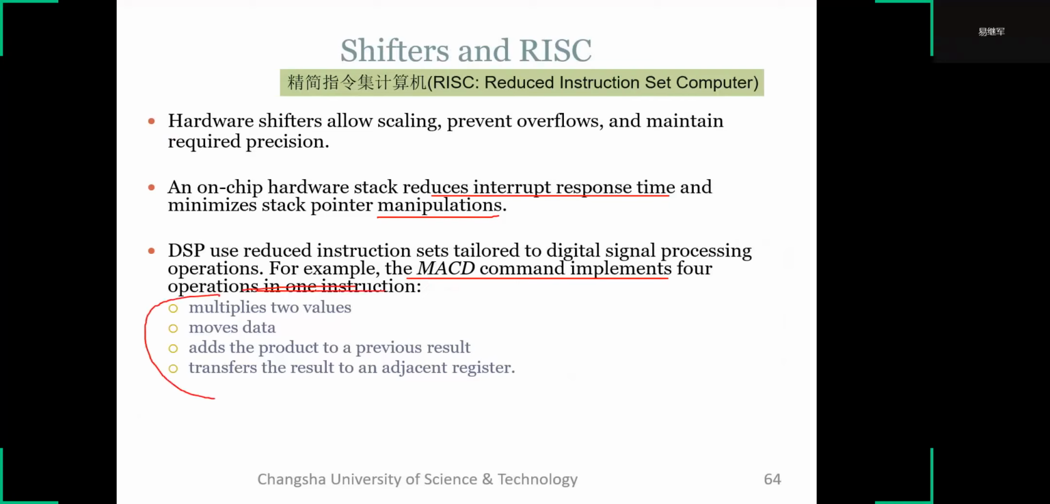This is one MACD command, but in DSP, this command includes four operations. Multiply the two values, add the data to a previous result, and transfer the results to an adjacent register.